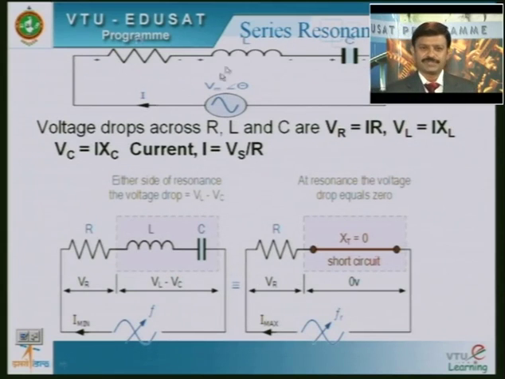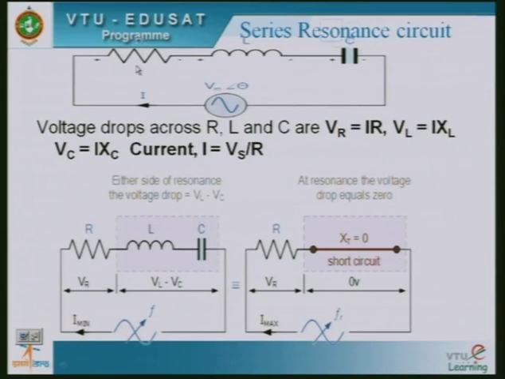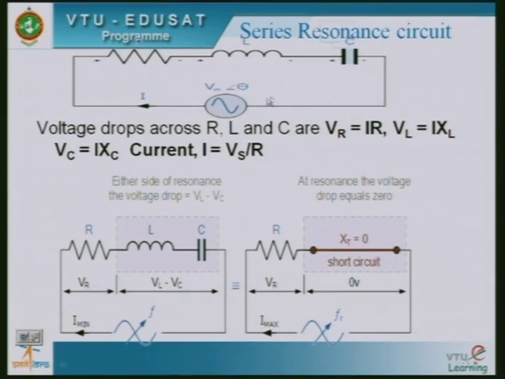Coming to the series resonance circuit. You can observe resistance R, inductance L and capacitance C are connected end to end in series across the AC supply. The same current flows through the resistance, inductance as well as capacitance.